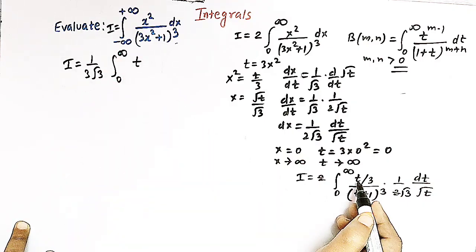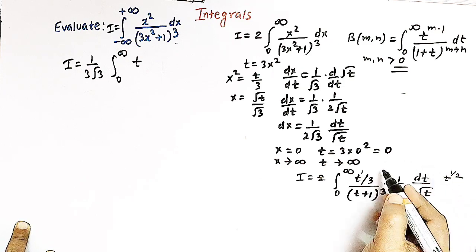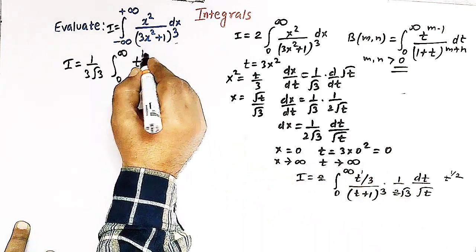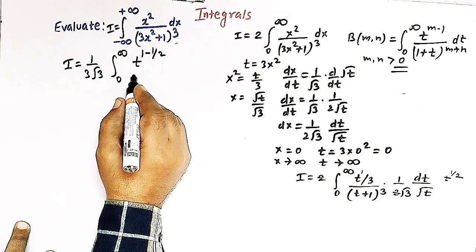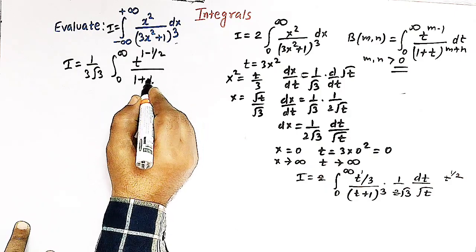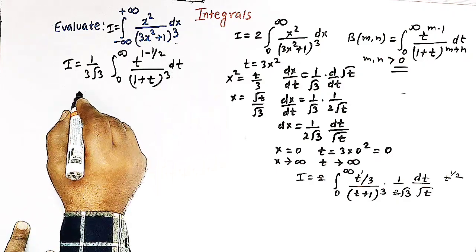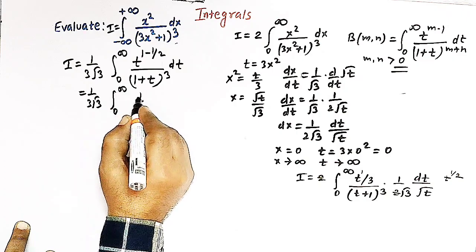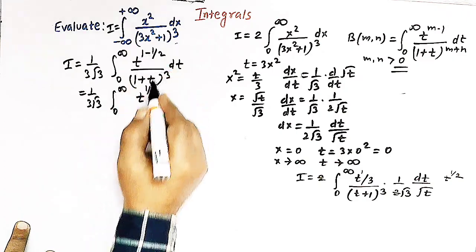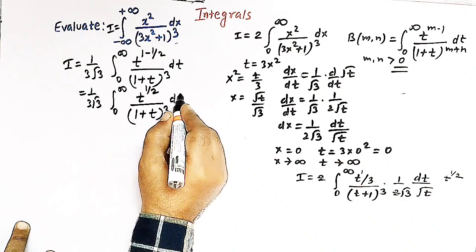Then here we have t raised to 1, and here we have t raised to half. And taking t raised to half to the numerator, we can apply the laws of exponent. So this is t raised to 1 minus half, and here we have 1 plus t cube, and this is dt. So we have 1 over 3 root 3, 0 to infinity, t raised to half, since 1 minus half is half, and 1 plus t raised to 3 dt.